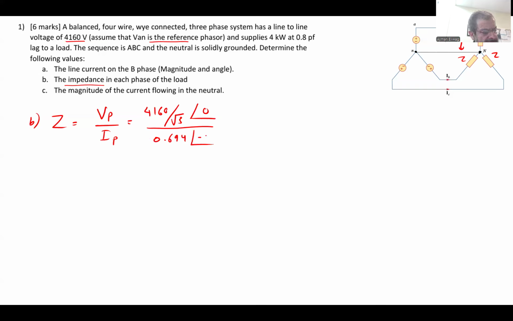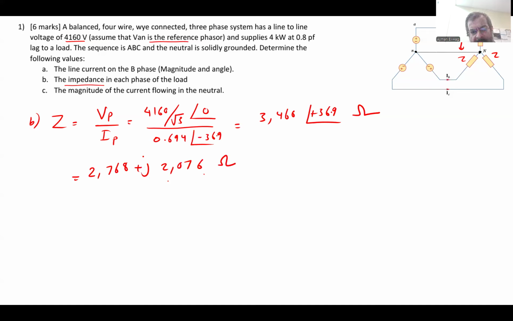So divided by 0.694 angle of minus 36.9, and this gives me 3,460 angle of plus 36.9 ohms, or you can have it as real and imaginary: 2,768 plus j2,076 ohms. You will find that the angle here is the same as the power factor angle, as I mentioned earlier. So that's the impedance of each phase.